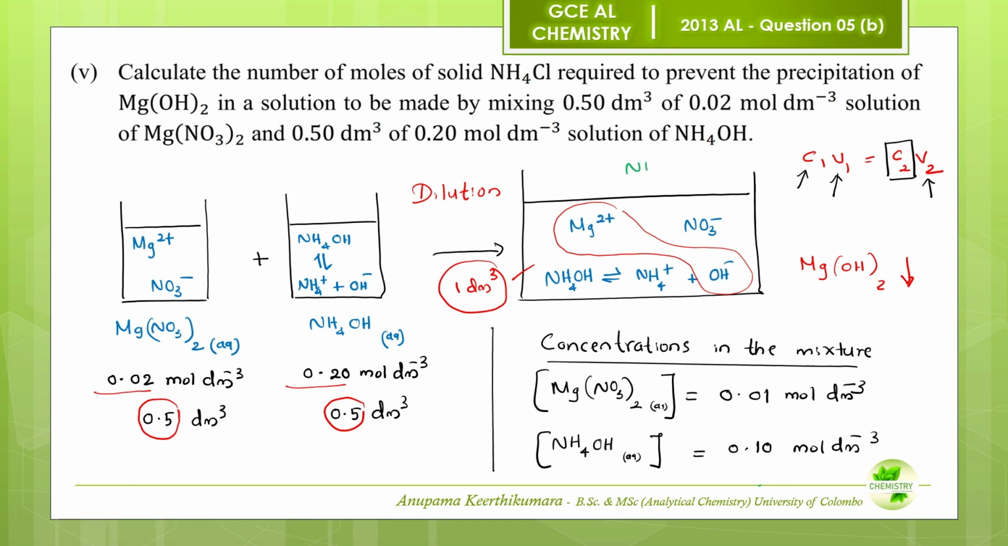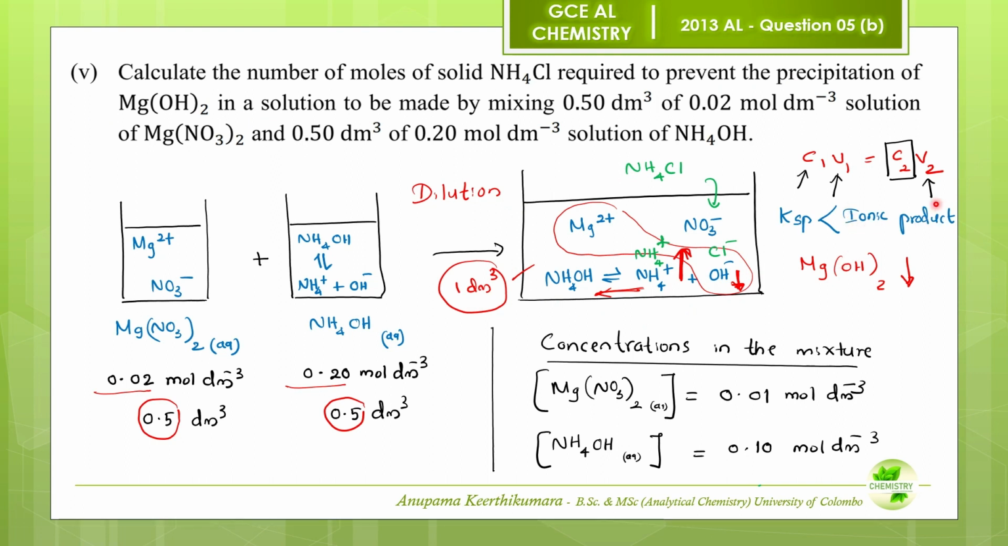When ammonium chloride is added to the solution, it gives ammonium ions and Cl minus ions. Now we have to consider the common ion effect. When the ammonium ion concentration increases, this dissociation reaction goes in the reverse direction. Therefore, it produces a lower concentration of OH minus ions. Again, moving back to the question, what we need to calculate is the number of moles of solid ammonium chloride required to prevent the precipitation of magnesium hydroxide in this mixture.